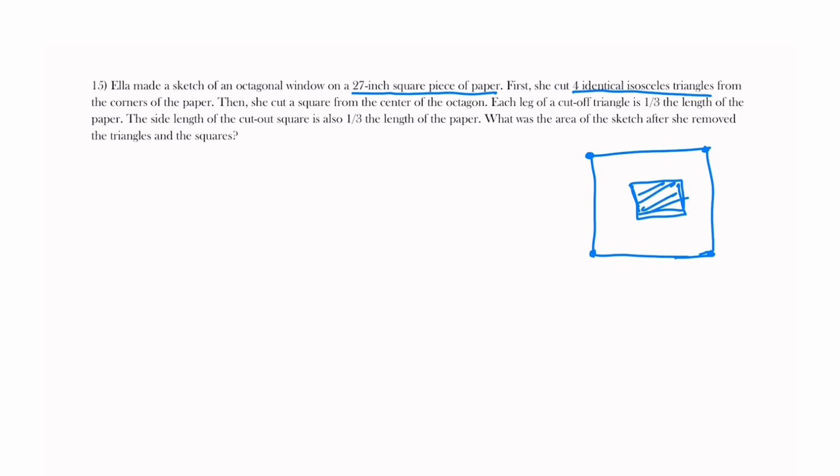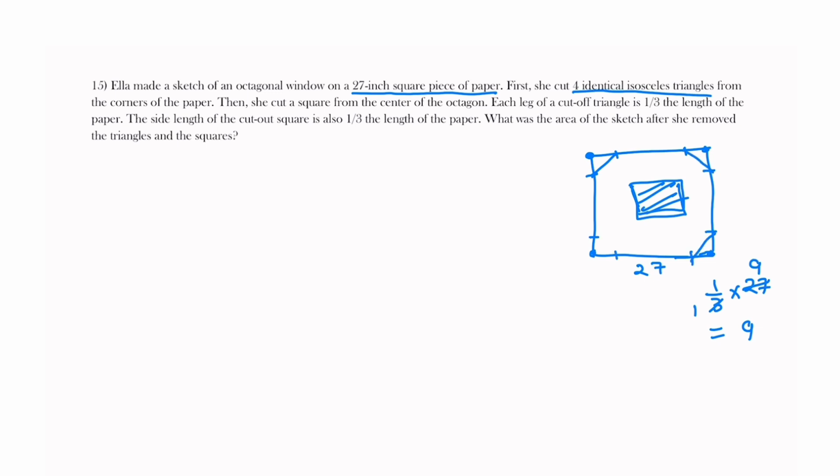Each leg of a cut-off triangle is 1/3 the length of the paper. So what's the length here? We have 27. Now what does this say? Each leg of a cut-off triangle is 1/3 the length of the paper. So 1/3 of 27, which is 9, right? So 3 times 1 and 3 times 9. So from here, like this, so she's making a triangle, something like this, on each side.